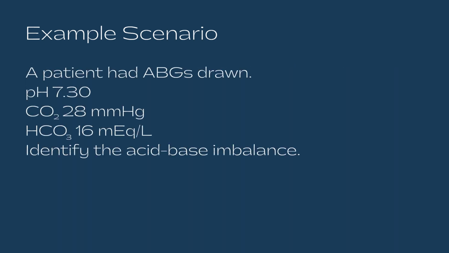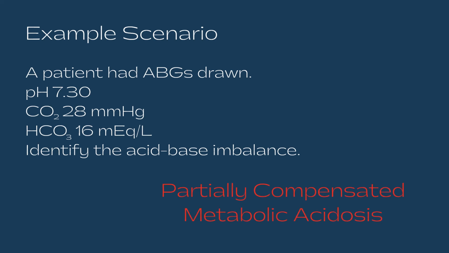Now we have a set of ABGs. Do you remember the normal ranges? Take a moment to look at these values. Go through the 3 steps. What do we have? The patient's pH is acidotic. The bicarb is also acidotic because it is low. The CO2 is low in trying to compensate. Since the pH is still abnormal, we have partially compensated metabolic acidosis.